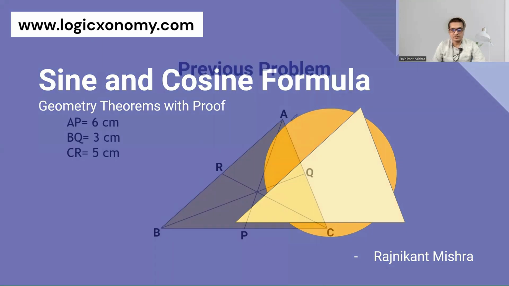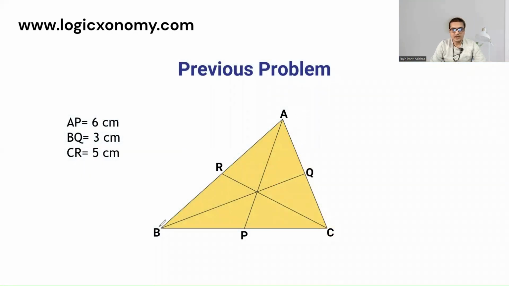In this question, ABC is a triangle. AP, BQ, CR are the medians of this triangle. It means P, Q and R are the midpoints of the respective sides. The lengths of the medians are given. AP is equal to 6 cm, BQ is equal to 3 cm, CR is equal to 5 cm. Then the first question is, find the area of triangle ABC.